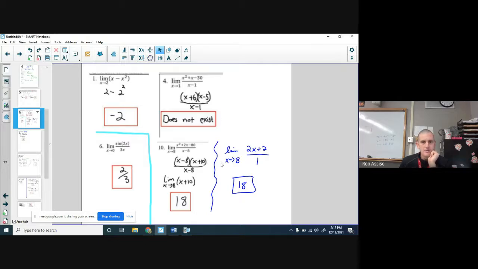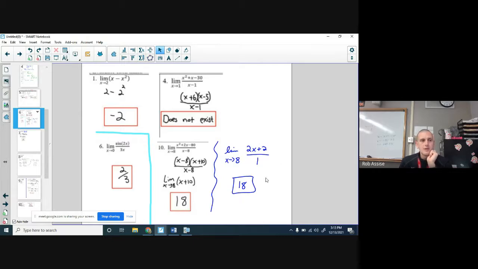Number 10 is similar, where we can go ahead and factor, but you can see that the difference is this x minus 8. Those cancel out. So then that puts us in a situation where we can use direct substitution. So we plug in 8, we get 18, and we're done.